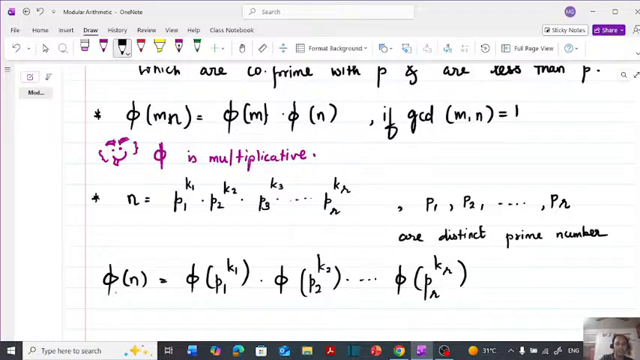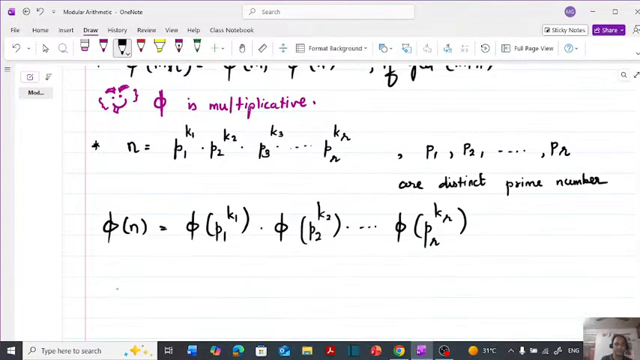And further, here it is going to give you this way: p1 to the power k1 minus p1 to the power k1 minus 1.